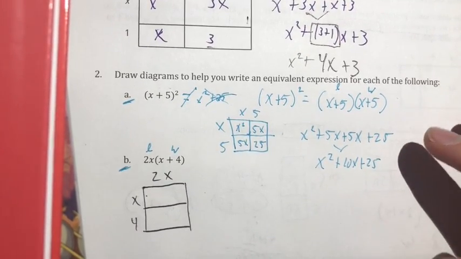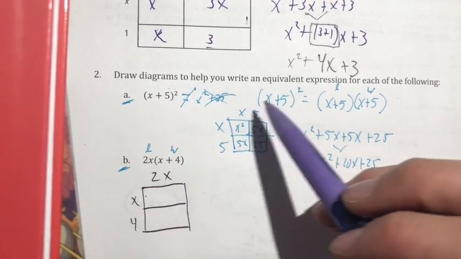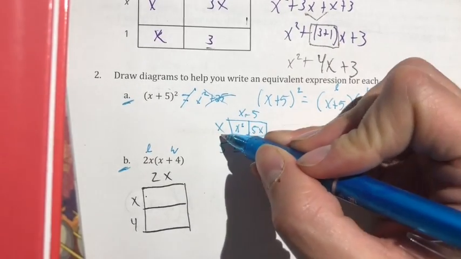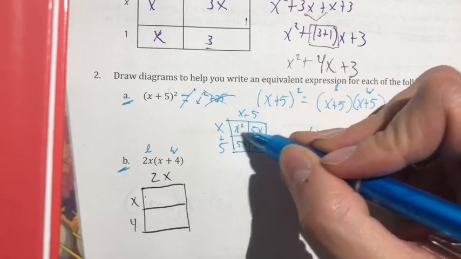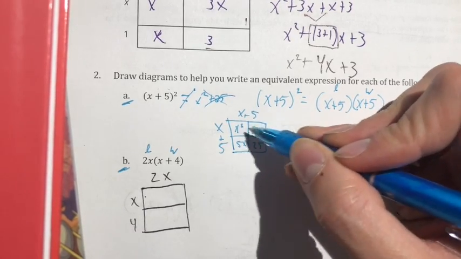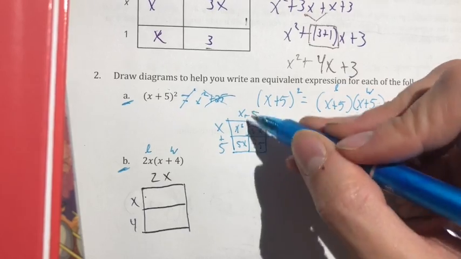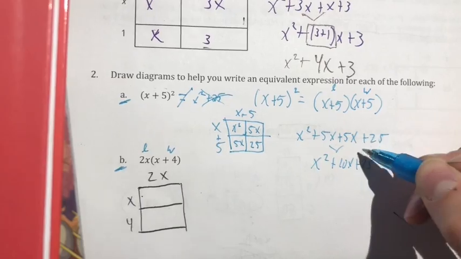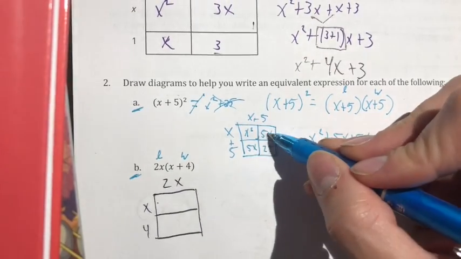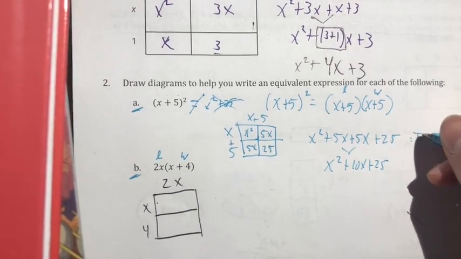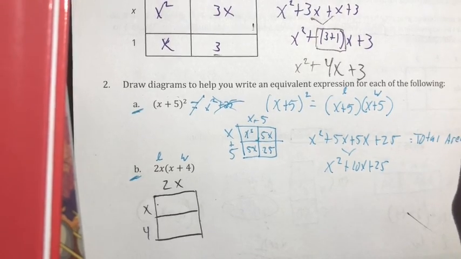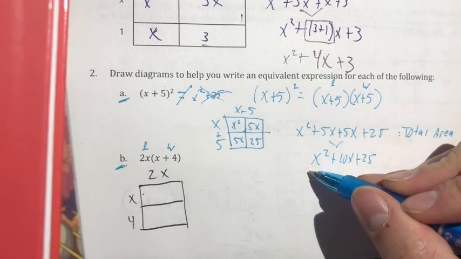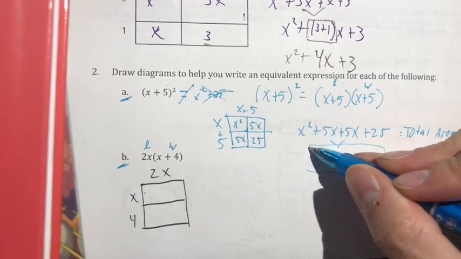So, yeah, for part A, again, x plus 5 by x plus 5. That would get us an x squared, an x by 5 is 5x, an x by 5 is 5x, and a 5 by 5 is 25. x squared plus 5x plus 5x plus 25. And I'm just adding all these pieces together to get us the total area. That's what we're really doing, is finding the total area of that entire thing. And then I get x squared plus 10x plus 25 is my final result there.